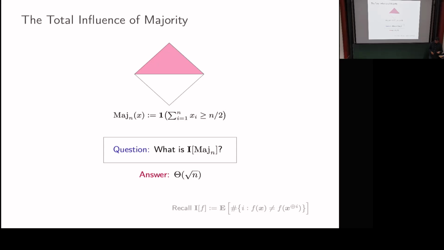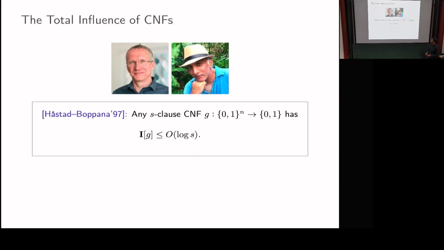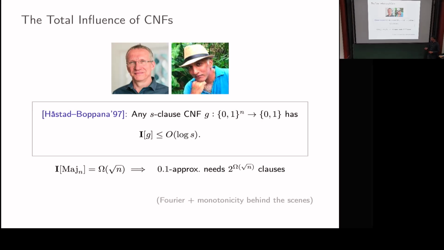It turns out there's a structural result which Håstad and Boppana proved in the 90s, which says that any S-clause CNF, so if you've got a CNF which is an AND of S many ORs, its total influence is bounded by order log S. And so you take the fact that majority has influence root n, and you do a little bit of Fourier, you just use Parseval's formula, and you kind of have to use monotonicity as well. And it tells you that you need 2 to the root n clauses to approximate majority by CNF to accuracy 0.1.